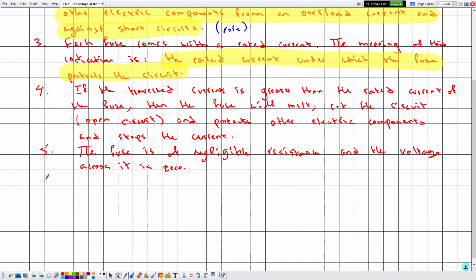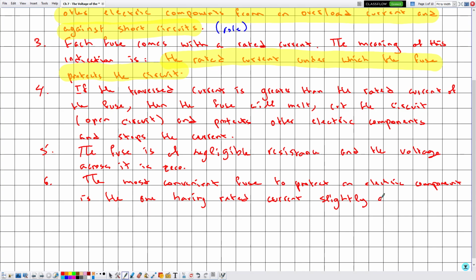Now to the last idea, which is idea number 6. The most convenient fuse to protect an electric component is the one having a rated current slightly greater than the traversing current.